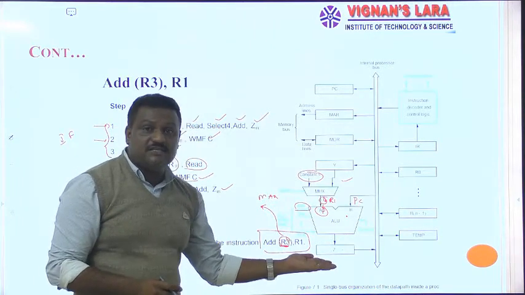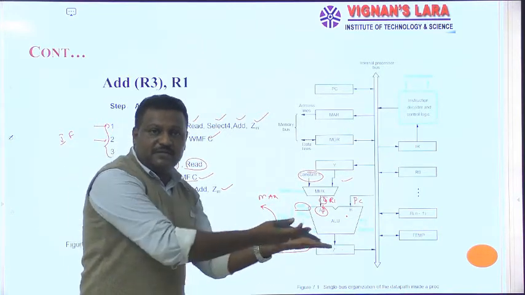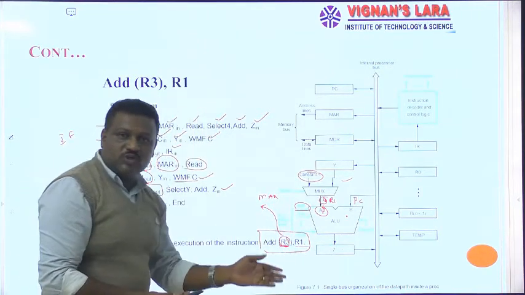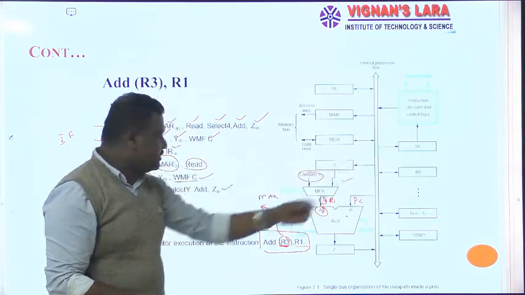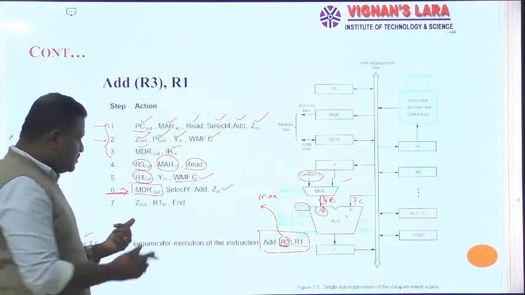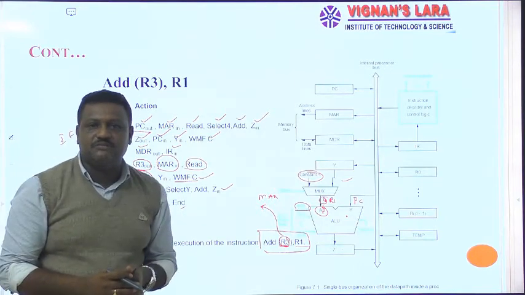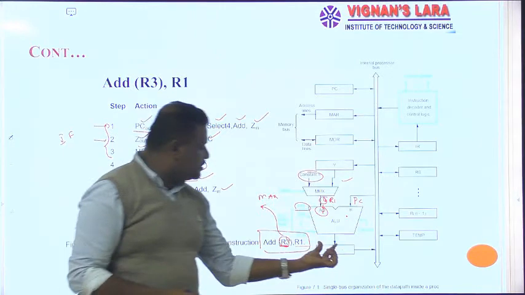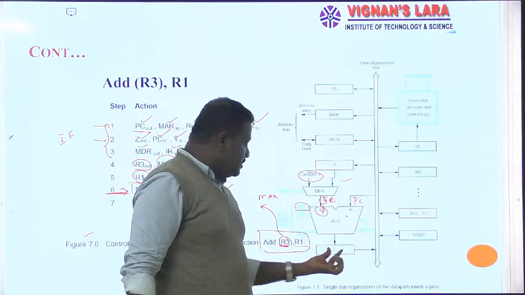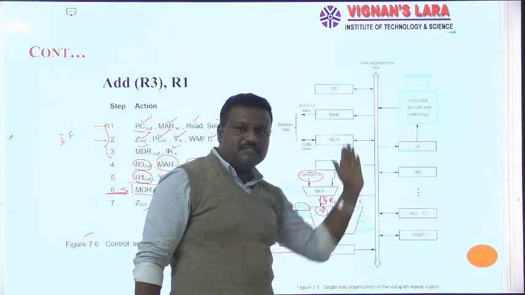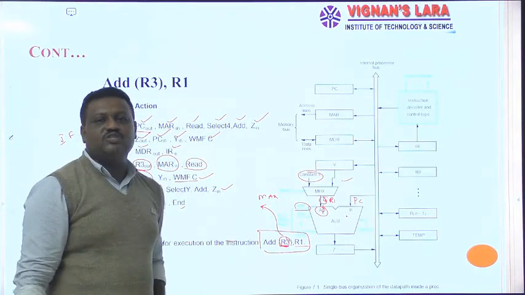Temporarily my result was available in Z, but it is not the permanent destination for this instruction. The permanent destination was the register R1, so I have to transfer the content of Z to register R1. That I do with the help of the last step: Z out, R1 in, and then termination, end of the operation. If Z out is active, that means the Z value is placed on the bus. If R1 in is active, that means whatever data exists on this internal bus is copied onto register R1. So with that, my instruction execution finishes.